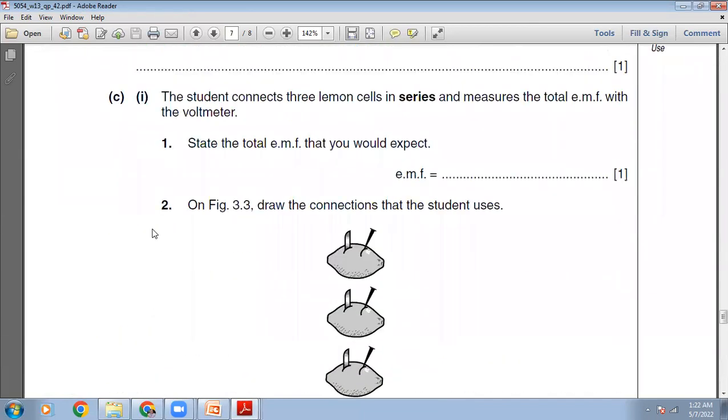The student connects lemon cells in series and measures the total EMF with the voltmeter. State the total EMF that you would expect. So if you have 3 lemon cells, each cell is producing 0.9 volt, you connect them in series, so their EMF will be added up. So 0.9 plus 0.9 plus 0.9, it will be 2.7 volts.